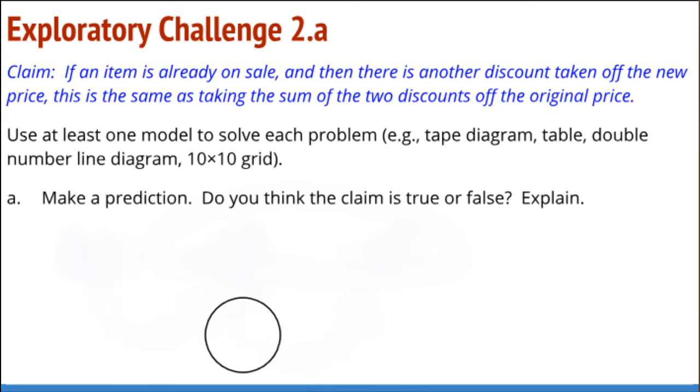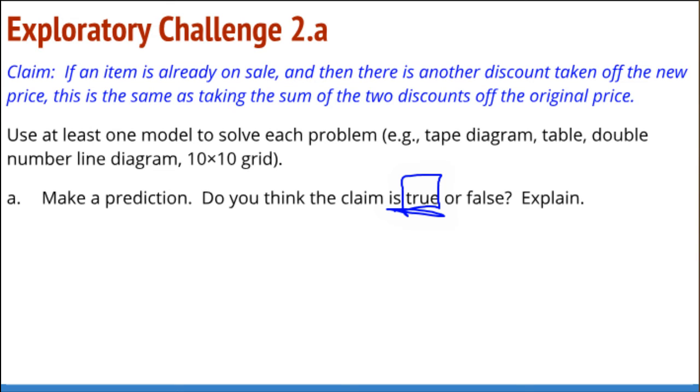Now, I think this sounds really nice. I think this sounds really easy. I just add these two percents off and subtract it from the original price, and I think everything's great. So I'm going to say that I think it's true because it sounds nice and easy and it makes sense. If I just add these together and subtract them, it'll be okay.